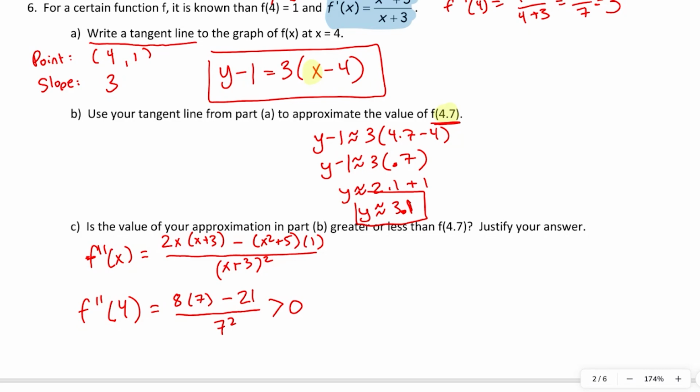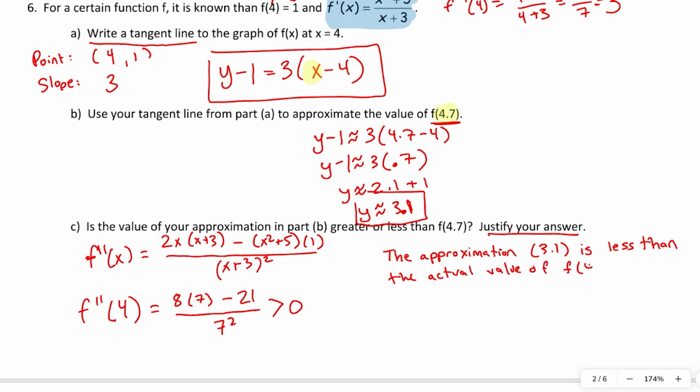Okay, so we also want to justify our answer. Let's make sure we say everything we need to say here. So the approximation, which is 3.1, is less than the actual value of f of 4.7.